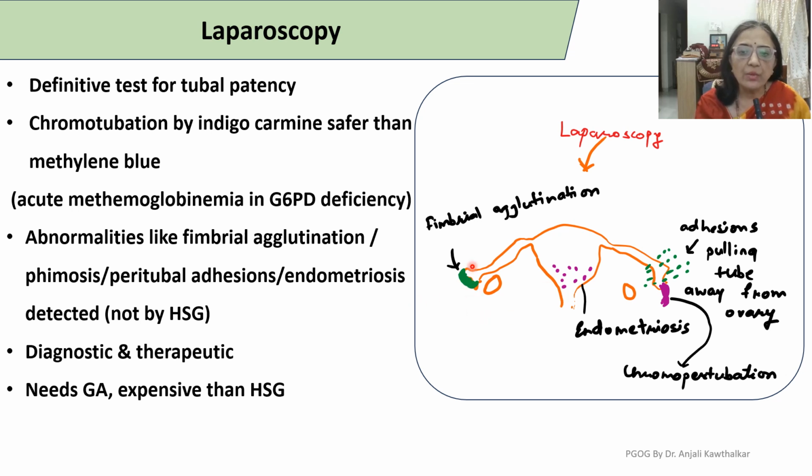So it can be both diagnostic as well as therapeutic in the same setting, which is not so with hysterosalpingography. But with HSG, the most important advantage is we come to know the site of the block. That is the advantage of doing hysterosalpingography. Laparoscopy needs general anesthesia. It is expensive as compared to hysterosalpingography, and it might not be available at all the centers, and that might be the reason that at some centers for tubal factor of infertility we have to rely only on hysterosalpingography.